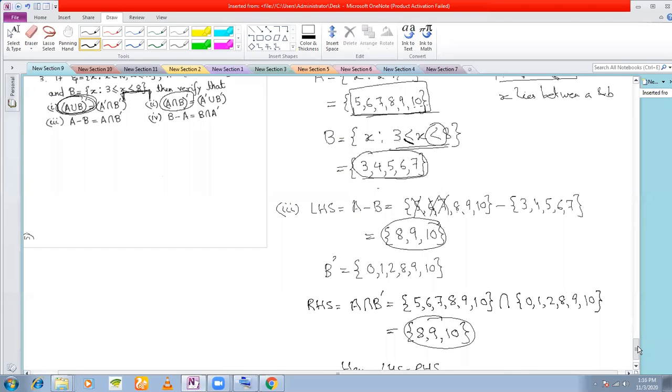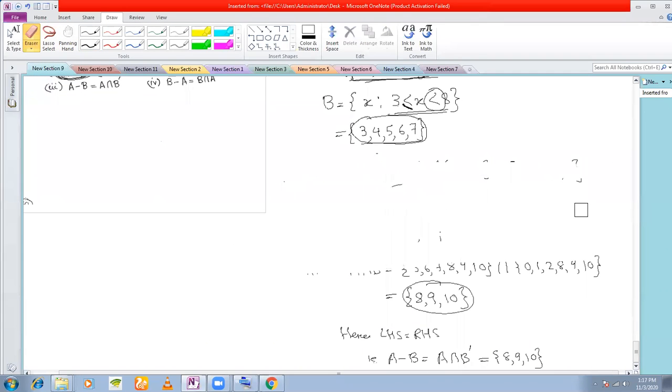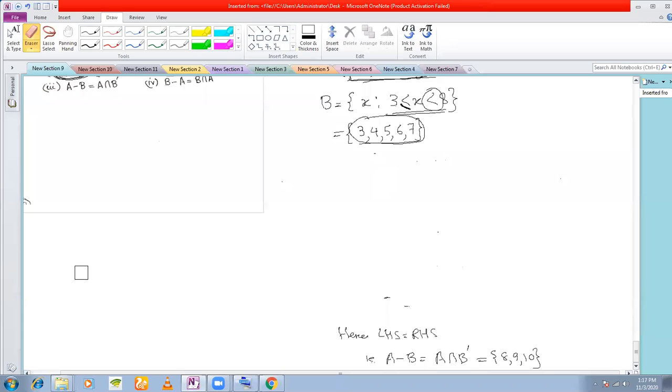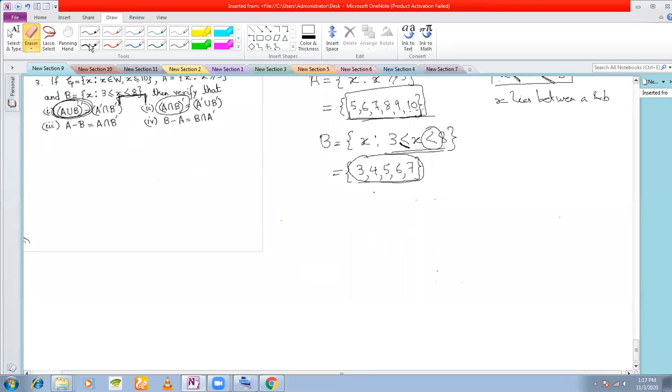And the last part, B minus A is equal to B intersection A complement. Again, this is exactly the same, except that B and A have been interchanged. So we first find out B minus A. B minus A. 3, 4, 5, 6, 7 minus A. 5, 6, 7, 8, 9, and 10.